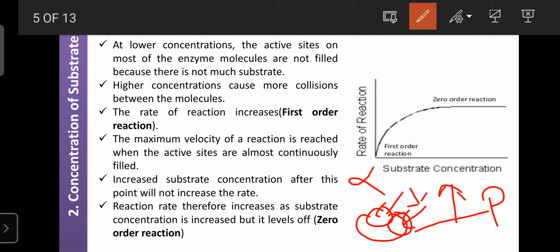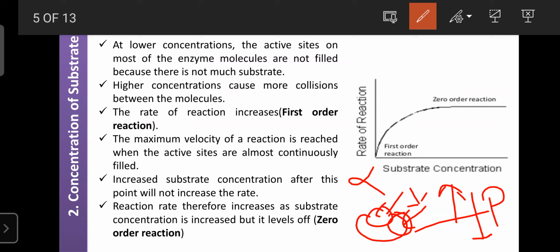Due to the lack of substrate, there is no binding or complex between the enzyme and substrate. Due to that, the formation of product, or the rate of reaction, also decreases. So that's why the rate of reaction is directly proportional to substrate concentration initially.